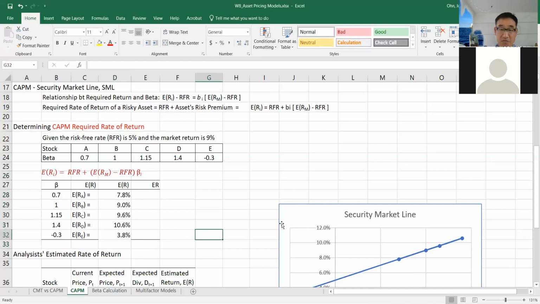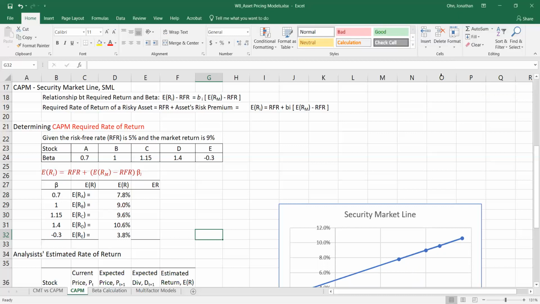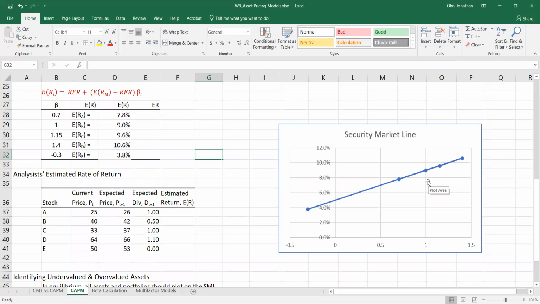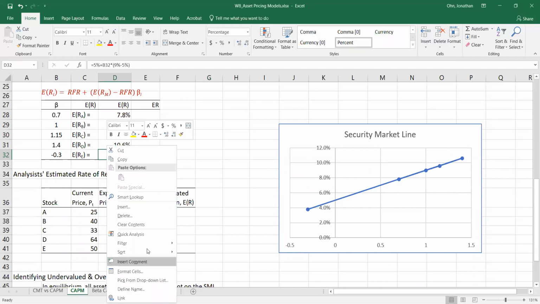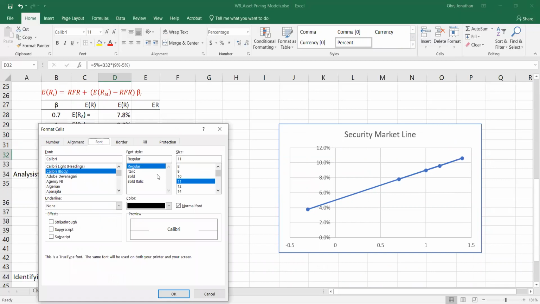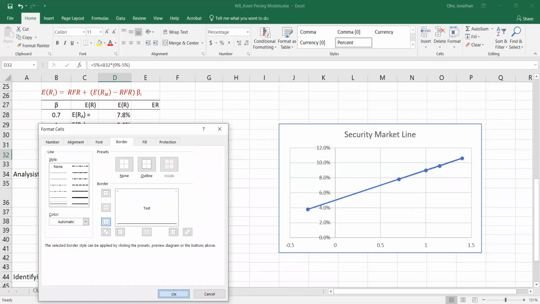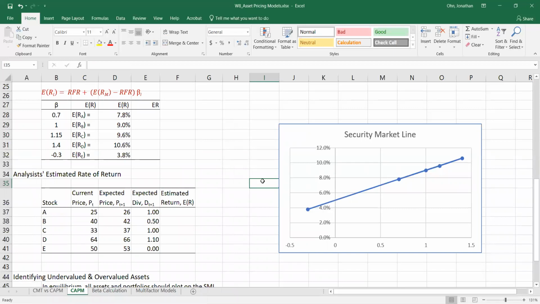Now, if you put this together, beta and expected return, that will give you the security market line, which is exactly here. Do you see that? The blue straight line, that is the security market line. I put it in here graphically. This is the security market line.